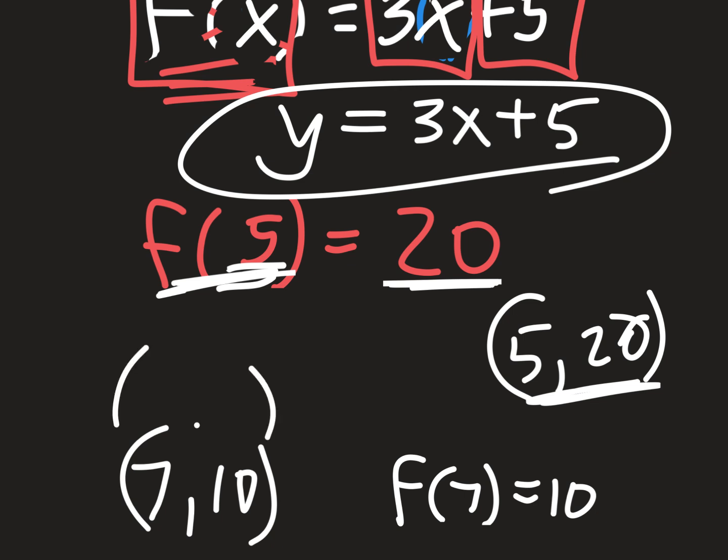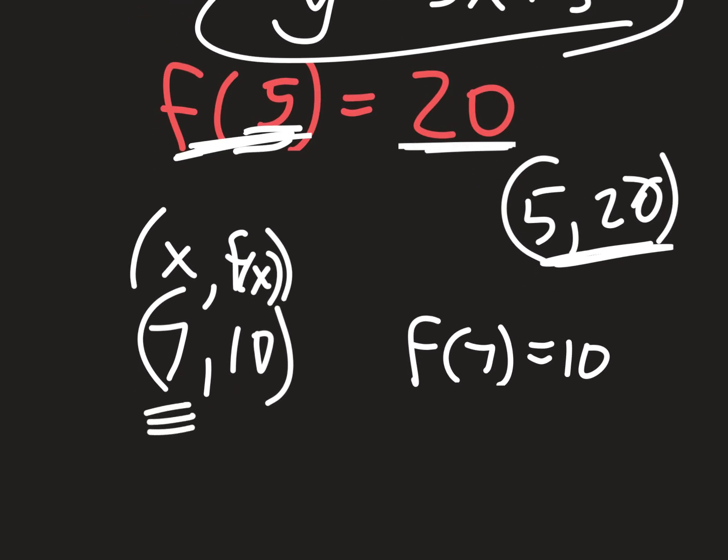Oh, and what are these? They're x and, instead of saying y, x and what? F of x. These two things, that's x and that's f of x, which is the same thing as y. And f of 7 is 10. All right, I know this gets a little confusing. Welcome to the first day of Algebra 2.